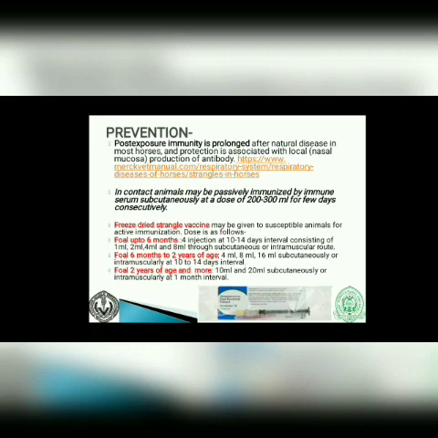Freeze-dried strangles vaccine is also available, and the doses are as follows: foals up to 6 months, 4 injections at 10 to 14 days interval consisting of 1 ml, 2 ml, 4 ml and 8 ml through subcutaneous or intramuscular route. Foals 6 months to 2 years of age, 4 ml, 8 ml, 16 ml subcutaneously or intramuscularly at 10 to 14 days interval, and foals 2 years of age and more, 2 ml and 20 ml subcutaneously or intramuscularly at 1 month interval.